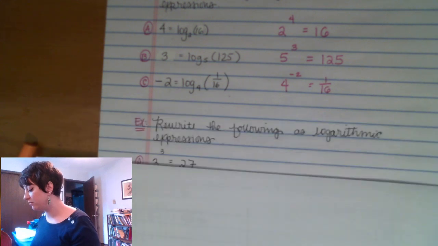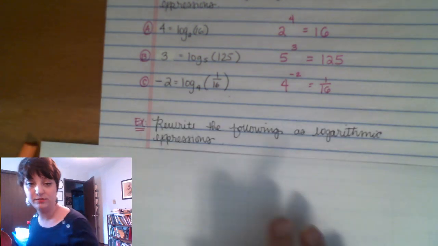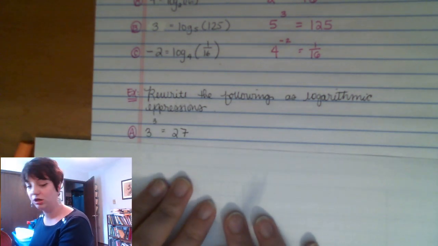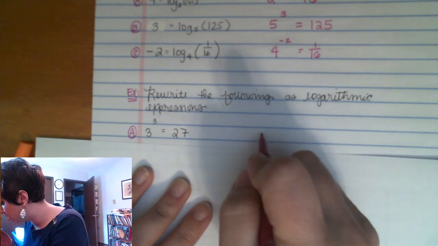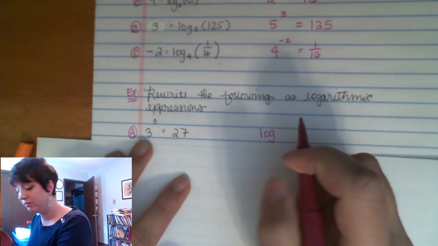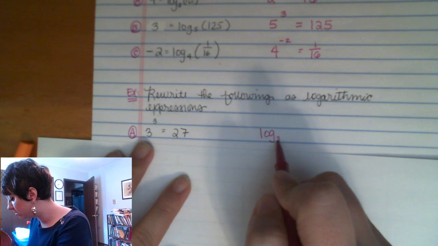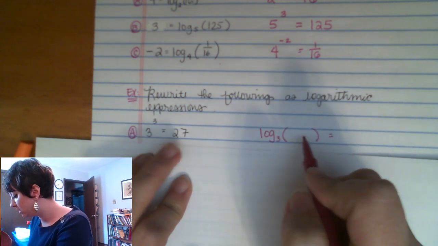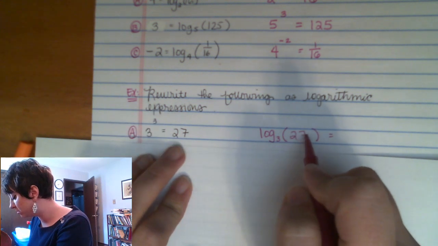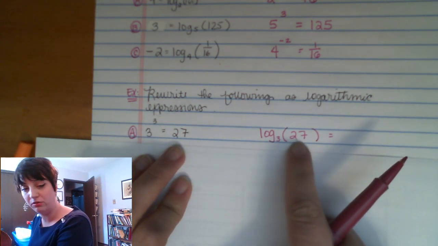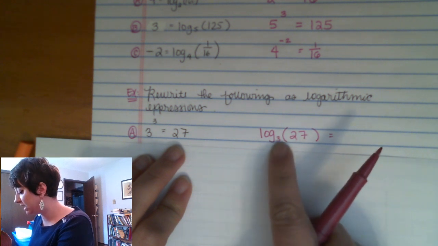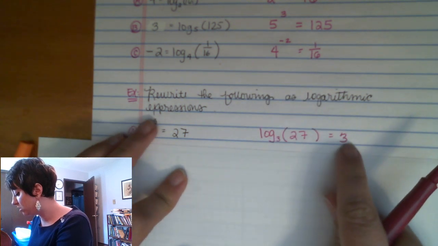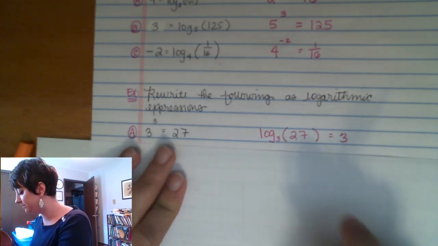All right, now let's go the other way. Let's rewrite an exponential expression as a log expression. So 3 cubed is 27. So log, what am I raising to a power? 3. What's the power of 3? It's 27. So this is a perfect power of 3. What power did I have to raise 3 to? 3. So 3 cubed equals 27.